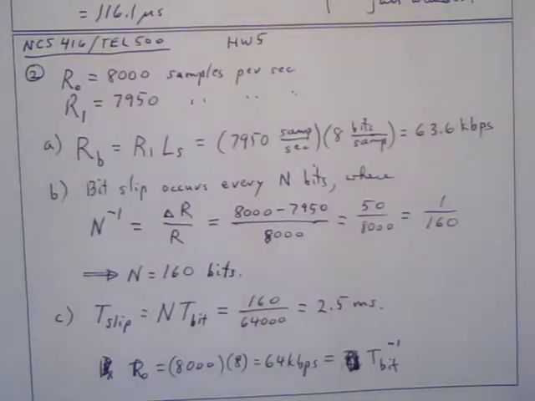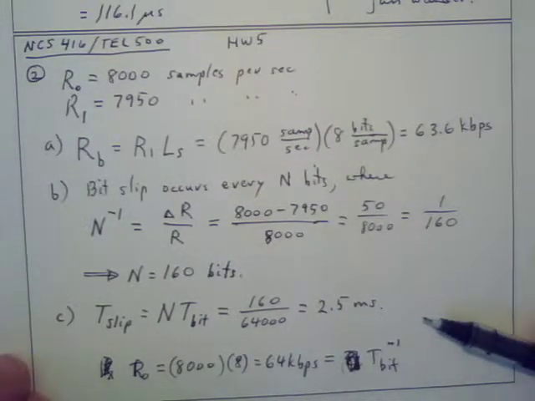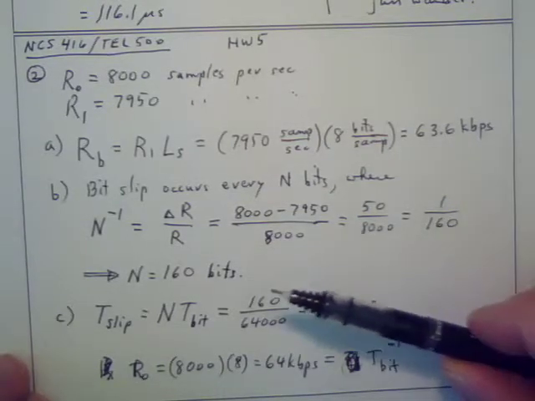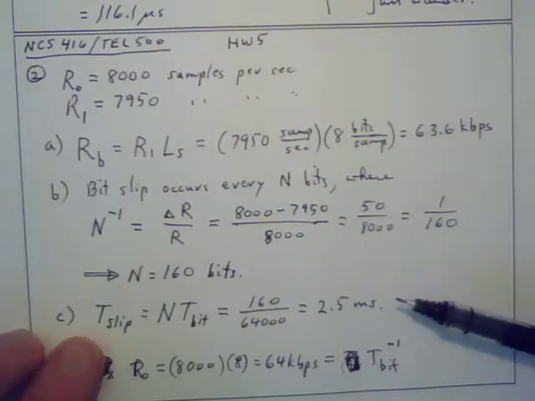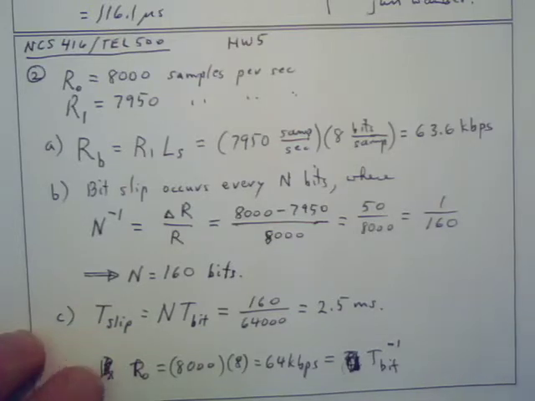Okay, so I hope that helps you with problem number 2. So we have a bit slip occurring once every 160 bits, and the bit slip occurring once every 2.5 milliseconds.